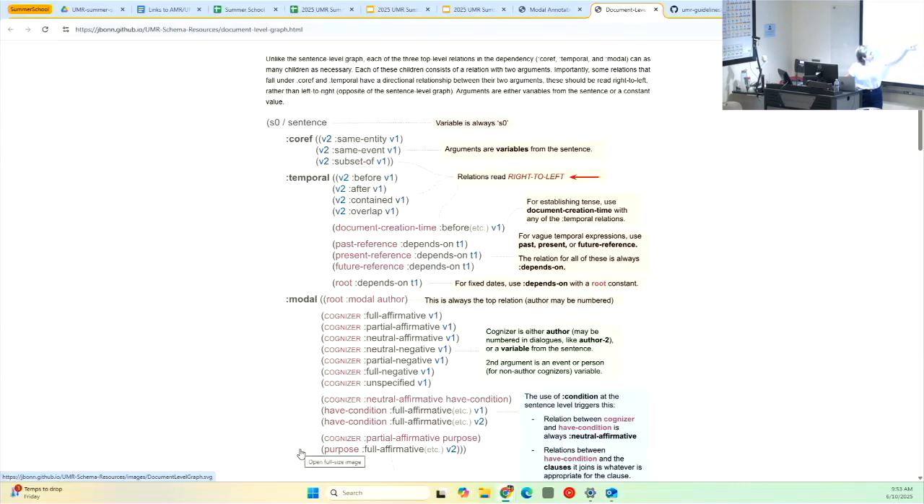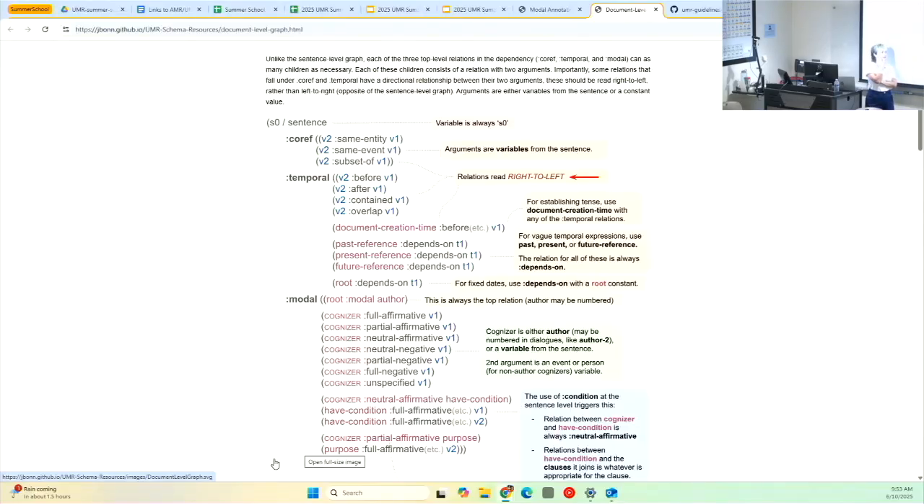And it's a slightly different kind of graph than the regular Penman notation because you've got nested parentheses in there. But they're all going to be triples. They're all going to have a relation in the middle, and then for modal, this is always going to be your top root node. You've got a root modal relationship, and then the author.